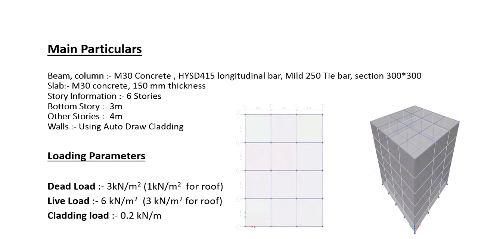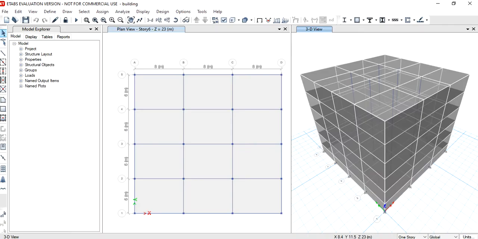Generally, the bottom stories are different from the other stories, so the bottom stories are kept here as 3 meters and the other stories are kept as 4 meters. The walls are drawn using auto draw cladding, and the loads which are acting: the dead load 3 kN per meter square, and on the roof it is 1 kN per meter square. The live load is 6 kN per meter square, and on the roof it is 3 kN per meter square. The cladding load is 0.2 kN per meter. So this is the model that I had drawn using the ETABS software.